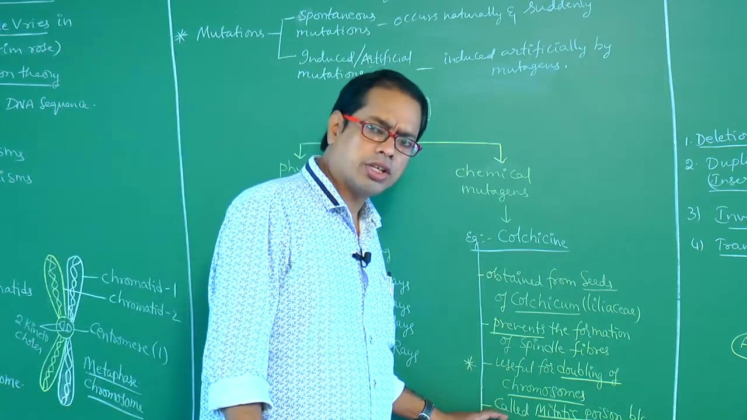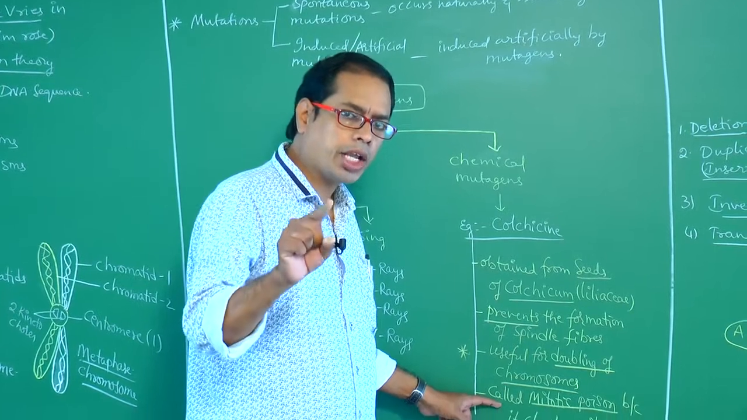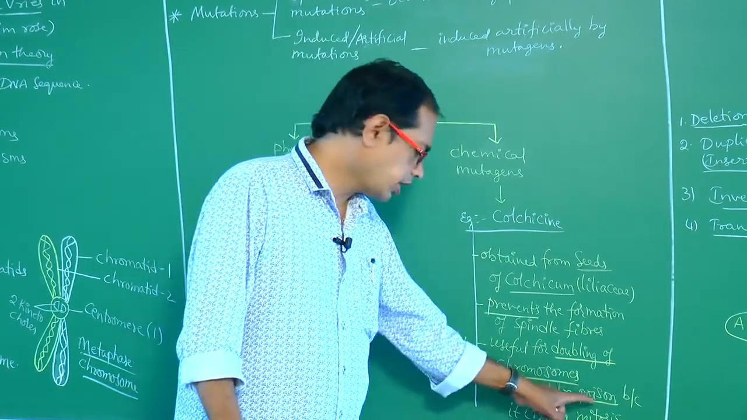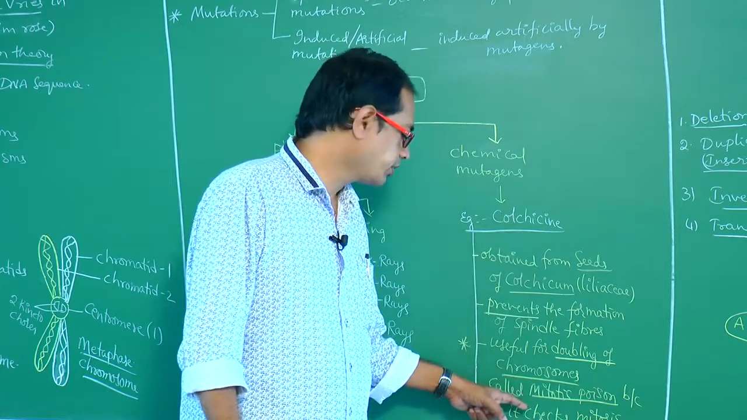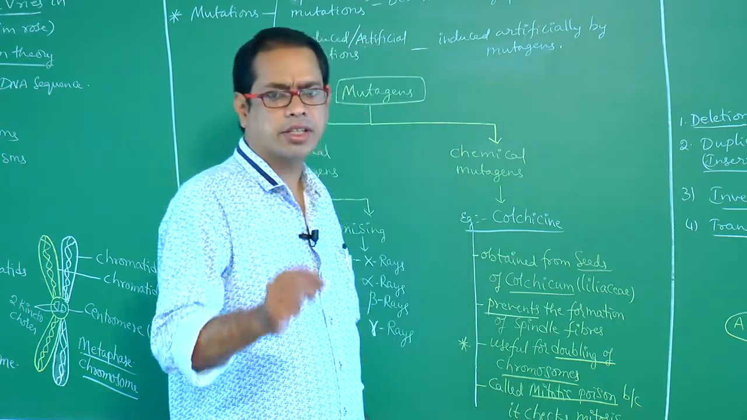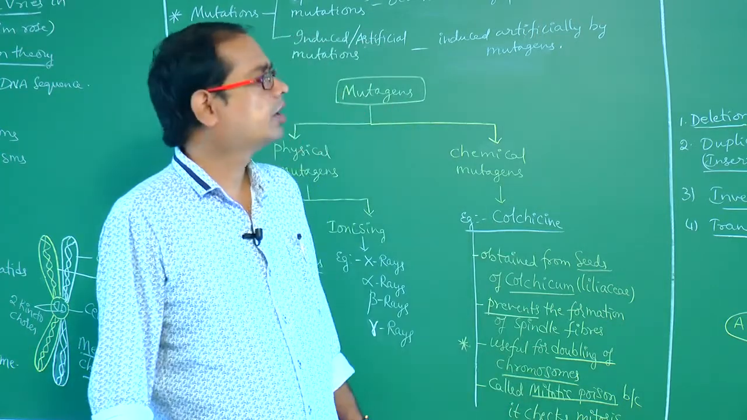And this colchicine is also called mitotic poison. Which substance is called mitotic poison? That is colchicine. And why? Because it checks the mitosis. Next one.